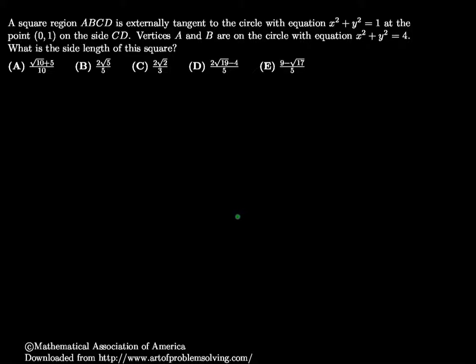2012 AMC, this is problem 12 from the AMC12A, and it says a square region ABCD is externally tangent to the circle with the equation x squared plus y squared equals 1, at the point (0, 1) on the side CD, and vertices A and B are on the circle with the equation x squared plus y squared equals 4. What is the side length of this square?